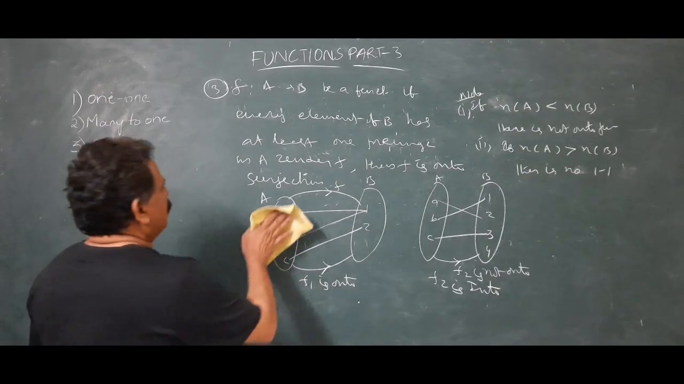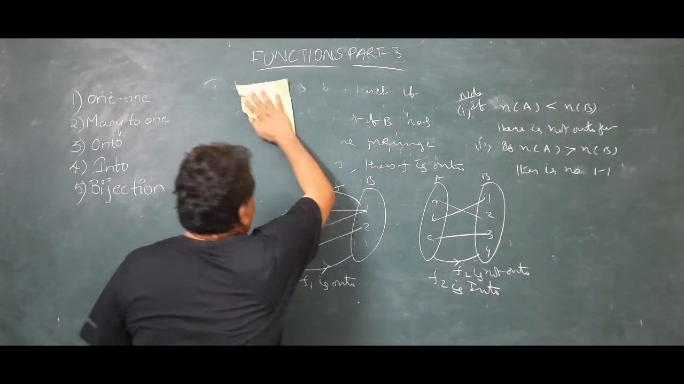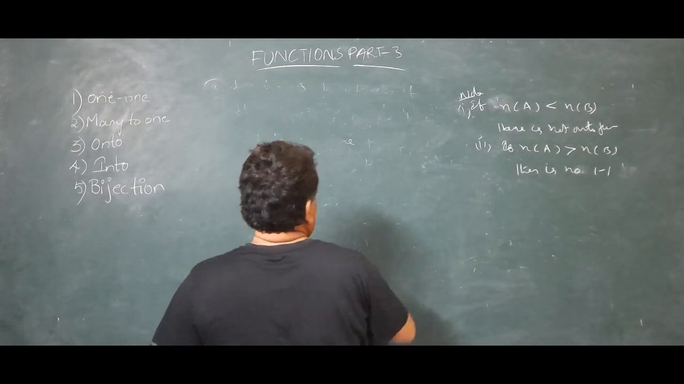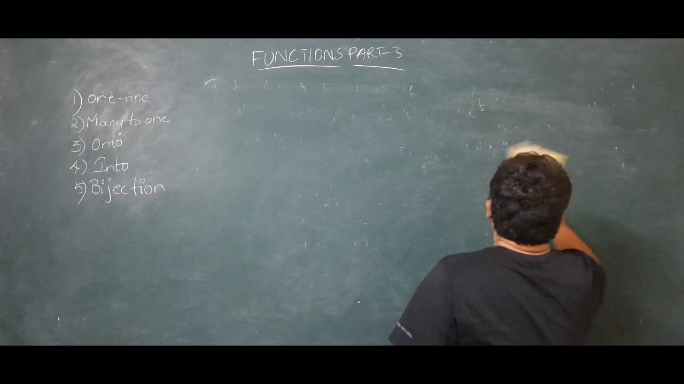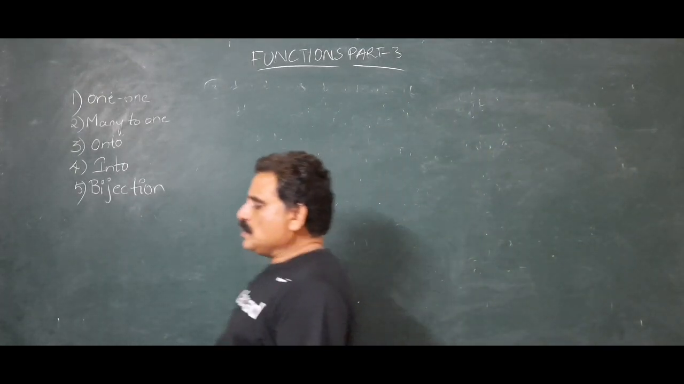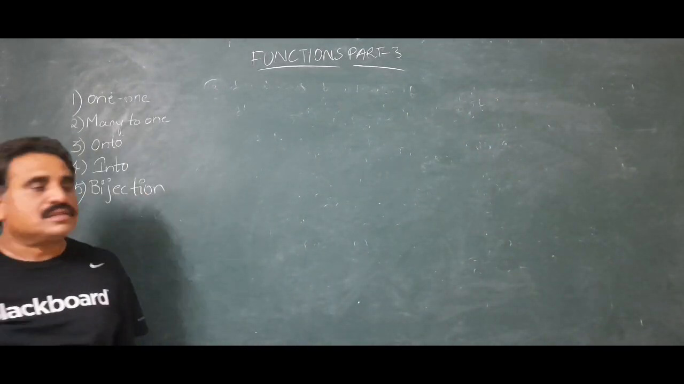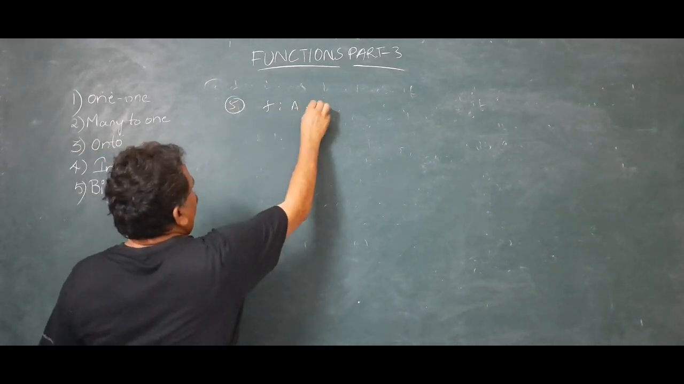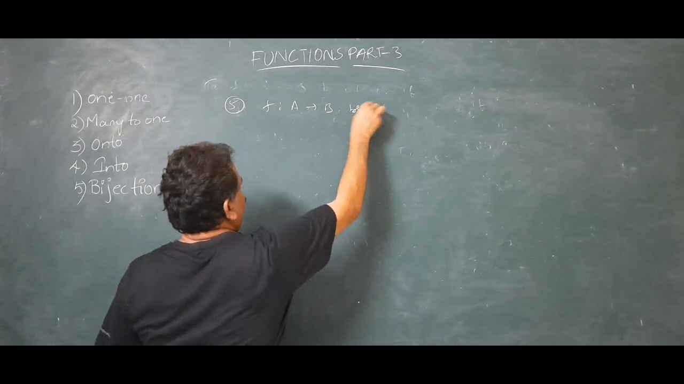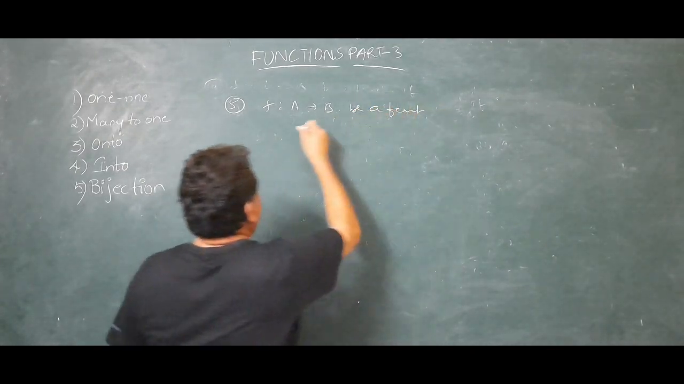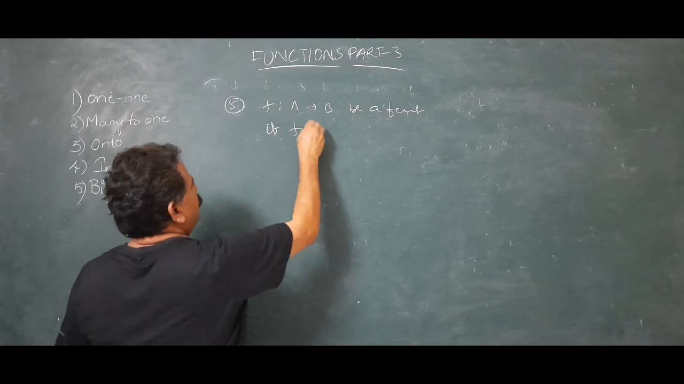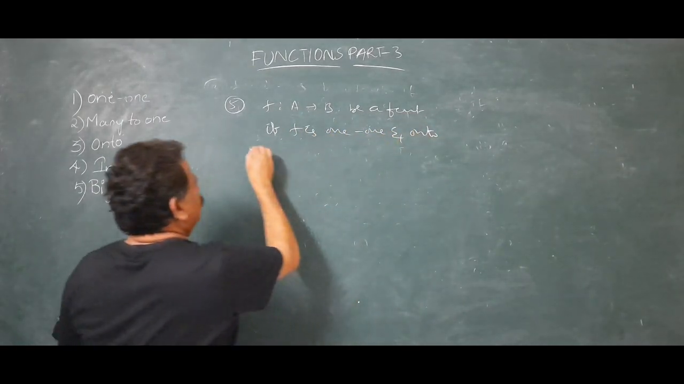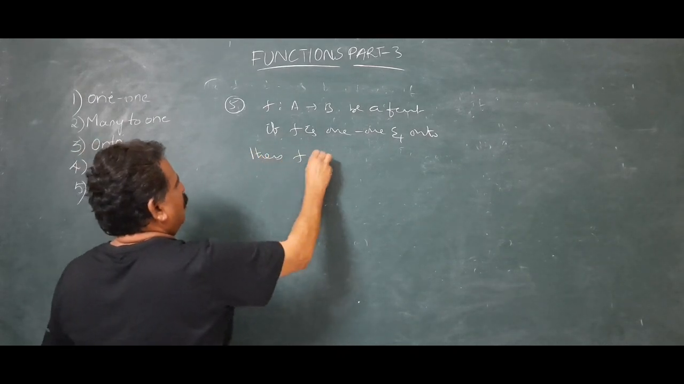Now we discuss the bijective function. Let f mapping from A to B be a function. If f is 1-1 and onto, then f is called a bijective function.